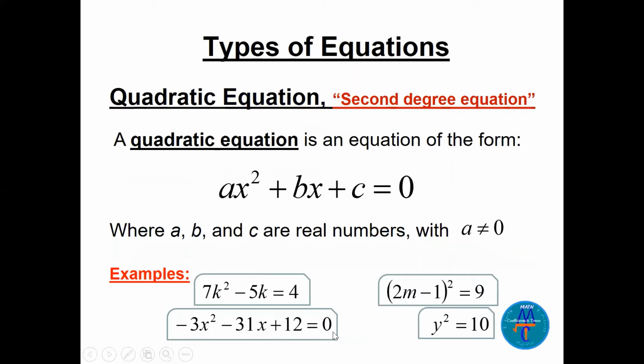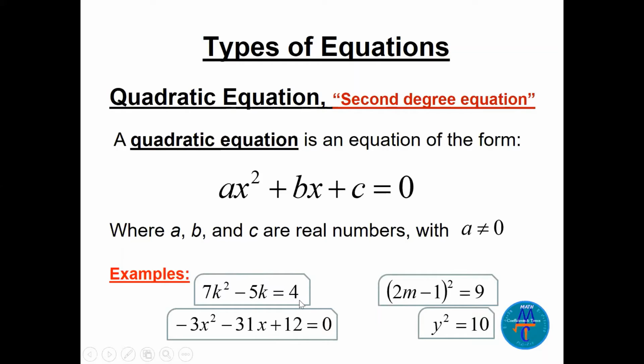Let's see the second one, quadratic. Please know the word quadratic. Quadratic means, it's not an easy word, it means second degree equation. So the highest power here is 2. So we can have ax squared plus bx plus c. Even x we can have, but the highest power is 2 or squared. These are 4 examples here. See, I put different variables, k and m and x and y. So we can have this one, 7k squared minus 5k is equal to 4.